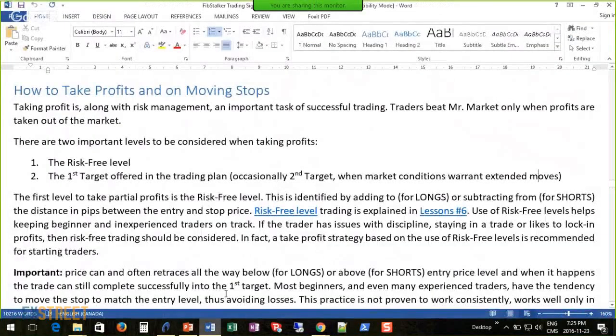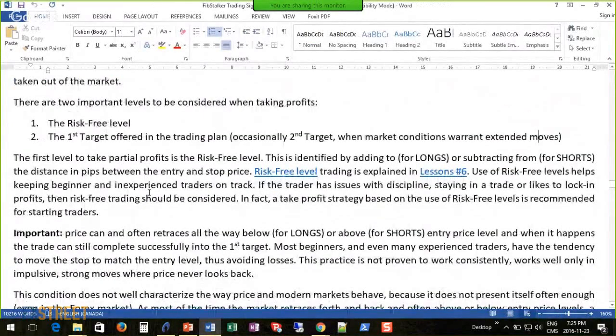When we go back to the document here, there is another, simpler strategy, which is just to not consider the risk-free level, not even calculate it, and just keep the position as is, of course without changing the stop, without raising or lowering the stop for shorts, and just take the full position out at the first or second target, occasionally if market conditions warrant a larger move in the direction of the trade. Okay, so for now, I'll just make reference to the first target because I want to show a concept here.